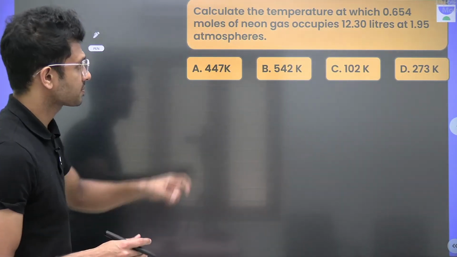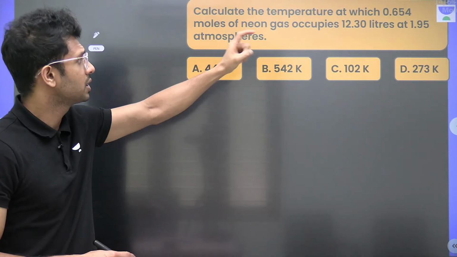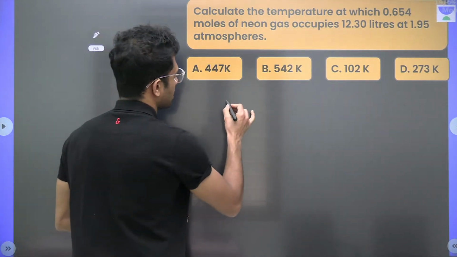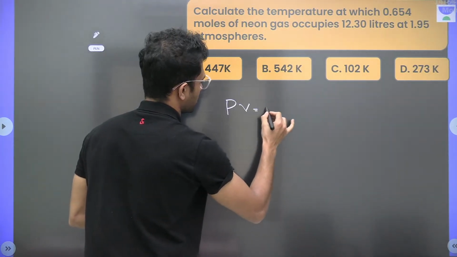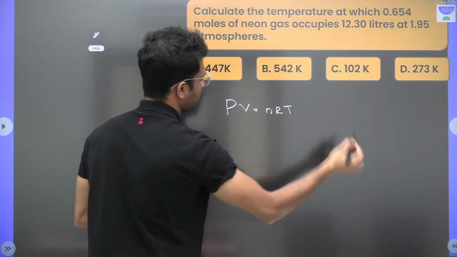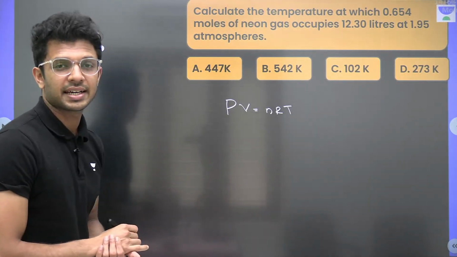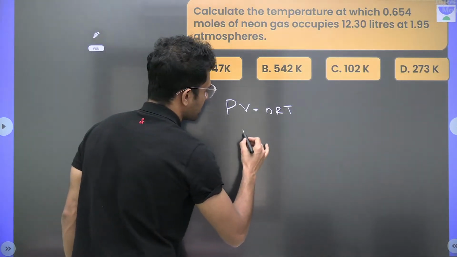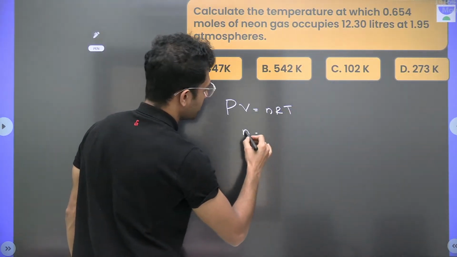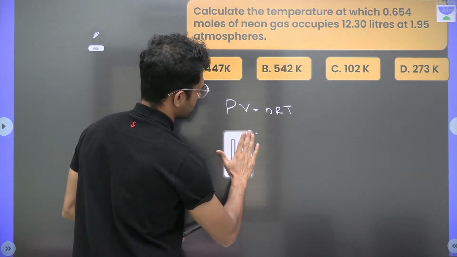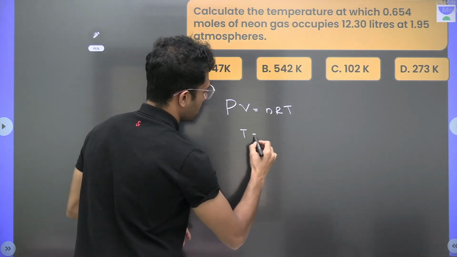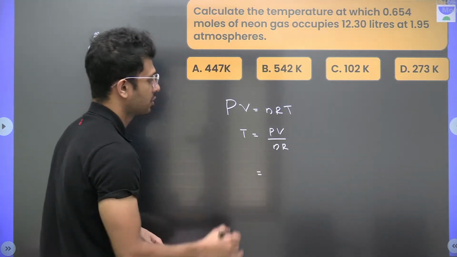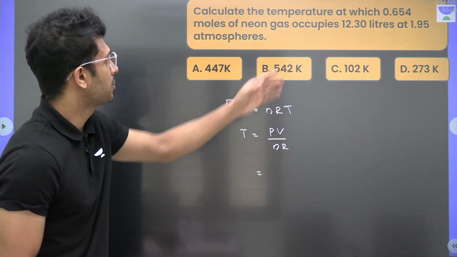Number of moles is given, as I have told you. Volume is given and pressure is given. So how will we find out the temperature? Simple. We should know PV is equal to nRT, which is the ideal gas equation. Everyone knows this, right? Okay. Now start rearranging. T value is what we have to find out. So T will be equal to PV divided by nR. Now what is left? Nothing, just substitute.